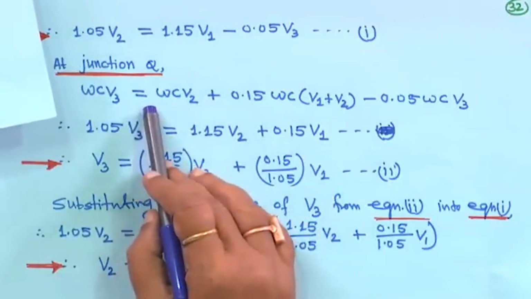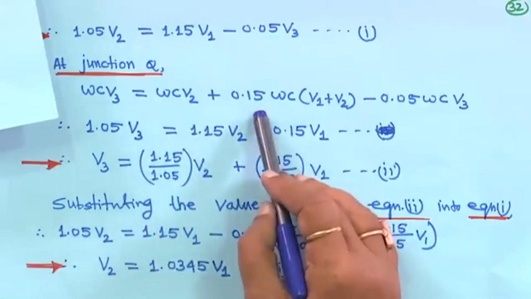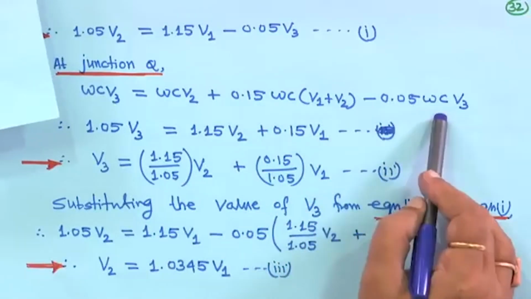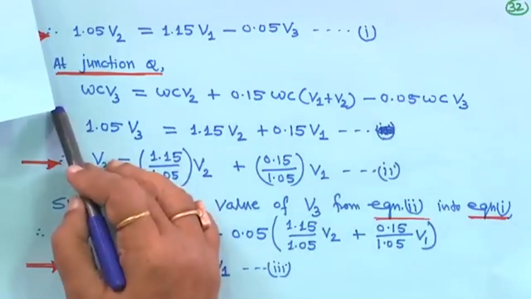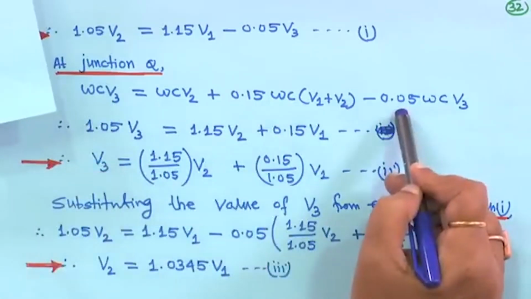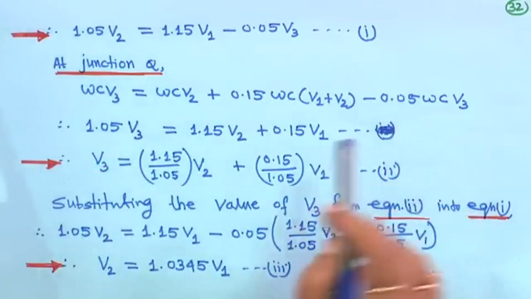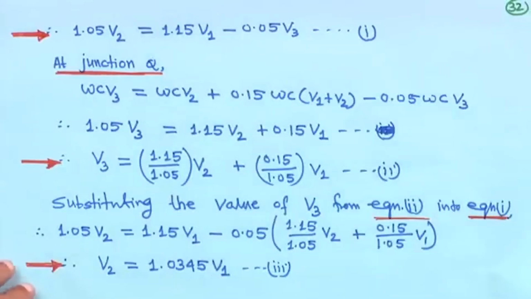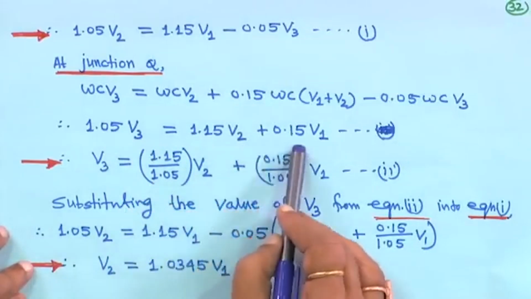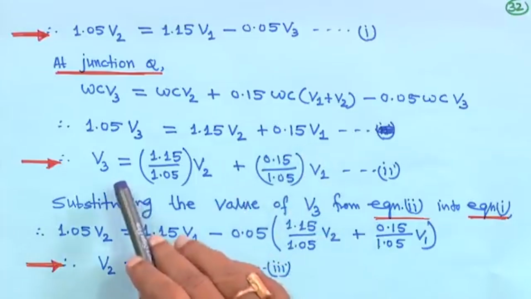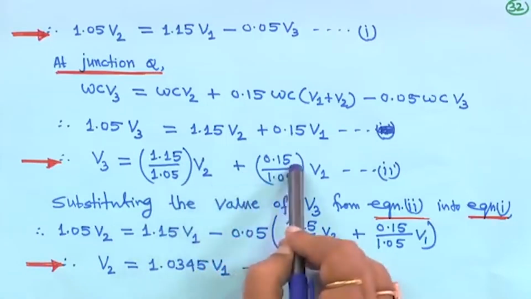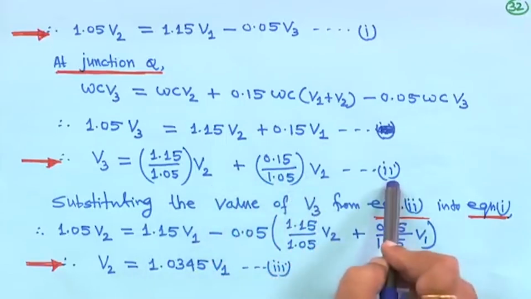So, you will get omega C V3 is equal to omega C V2 plus 0.15 omega C V1 plus V2 minus 0.05 omega C V3. If you bring it to the left hand side, it will be omega C V3 plus this one, but directly I am writing here. So, I think it is understandable to you. If you simplify, you will get 1.05 V3 is equal to 1.15 V2 plus 0.15 V1. That means V3 is equal to 1.15 upon 1.05 V2 plus 0.15 upon 1.05 V1. This is equation 2.